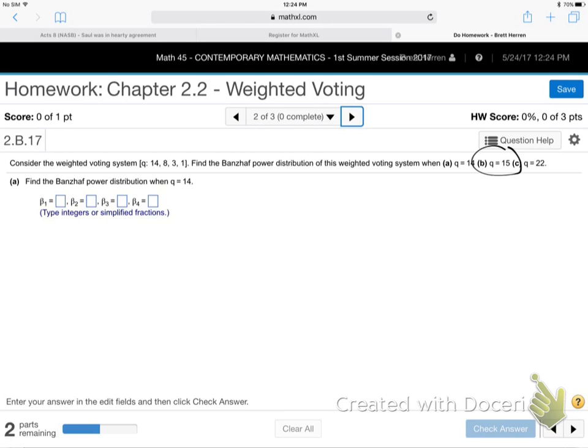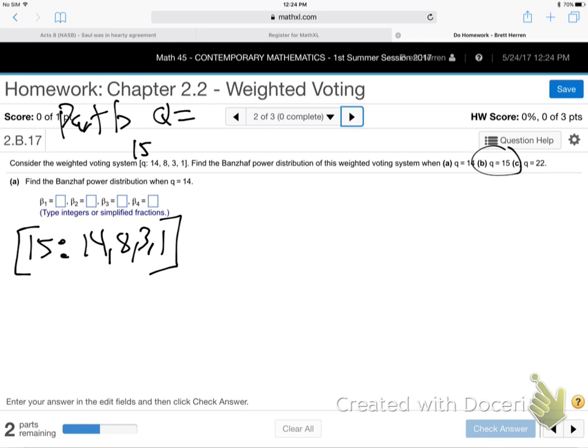It'll be more normal. We'll make this 15. Same 4 players, but this time the quota is 15 instead of 14. So this is part B, where the quota is 15. They changed it from 14 up to 15. So that means that first player is no longer a dictator. He can't get it done himself, so he's not going to have 100% of the power. He needs someone else to join his team to pass things.